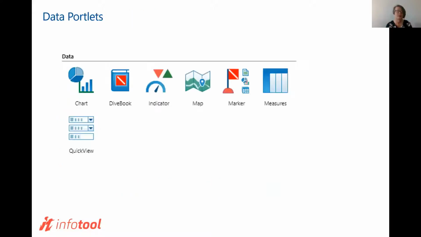Let's look at the data portlets. You recognize marker portlets, of course, and quick view portlets and DivePort portlets. Today, I will cover a little bit about the charts and the maps and the indicators. Data portlets have in common, of course, that they need information, data from a database, like in the form of a dive plan or a model, of course, too. So models, dive plans, markers, dives, you need some sort of data to be able to publish anything in these sorts of portlets.